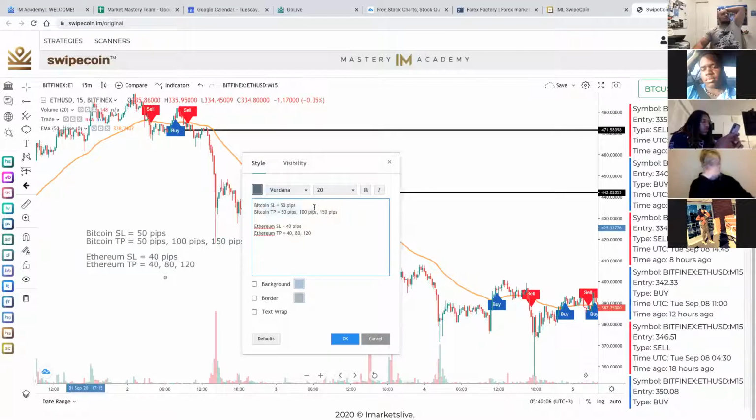All right, stop loss is 50 pips. Take profit is 50, 100, or 150. That's on Bitcoin, not on Ethereum. It's 40 pips stop loss, 40, 80, 120. That's your only exit strategy.